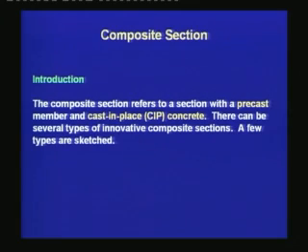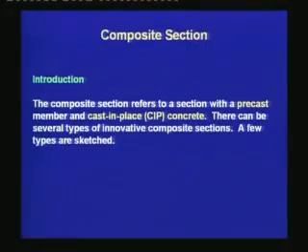The composite section refers to a section with a precast member and cast in place concrete. The cast in place will be denoted as CIP. There can be several types of innovative composite sections. A few types are sketched.